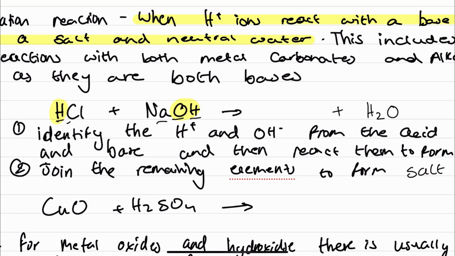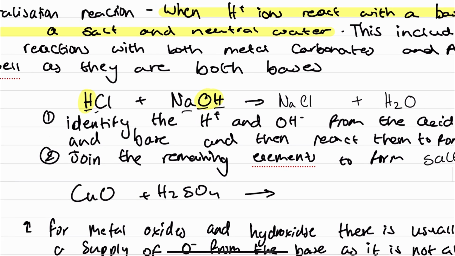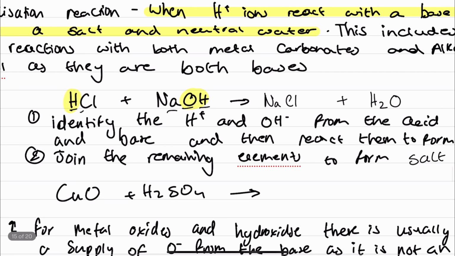Step number 2 is simply to join the remaining elements together. The remaining elements would be sodium and Cl to form sodium chloride. And that's as simple as writing neutralization equations go. Now these steps are usually only for alkalis because alkalis contain a form of hydroxide ions, OH-. So that's why it can be done fairly easily.